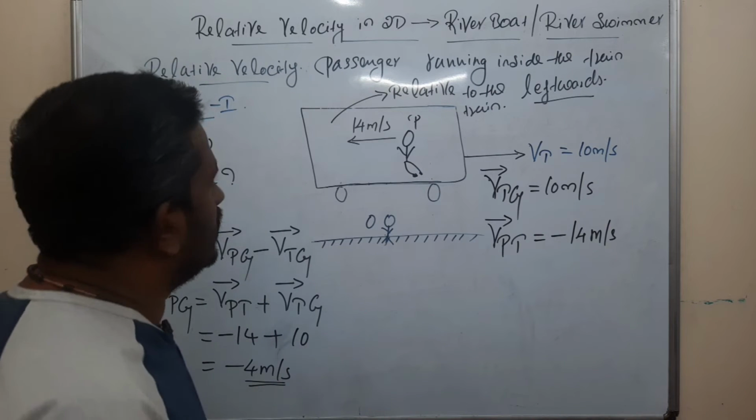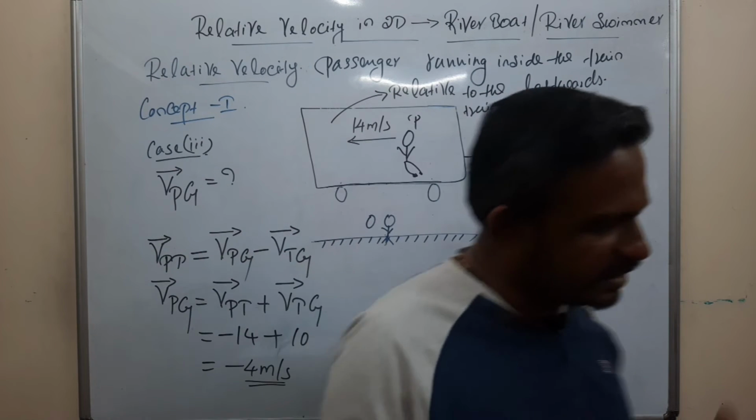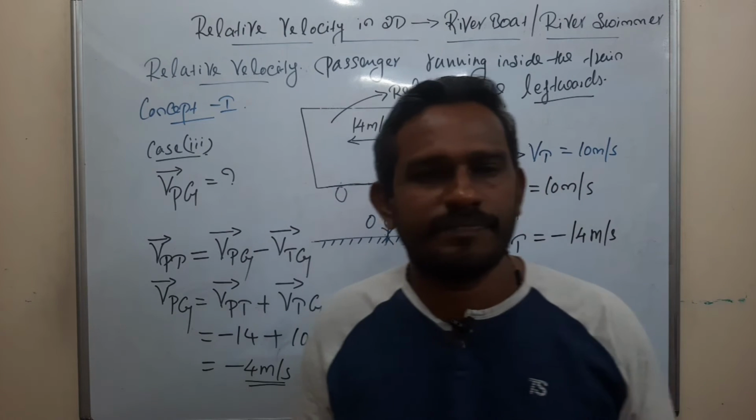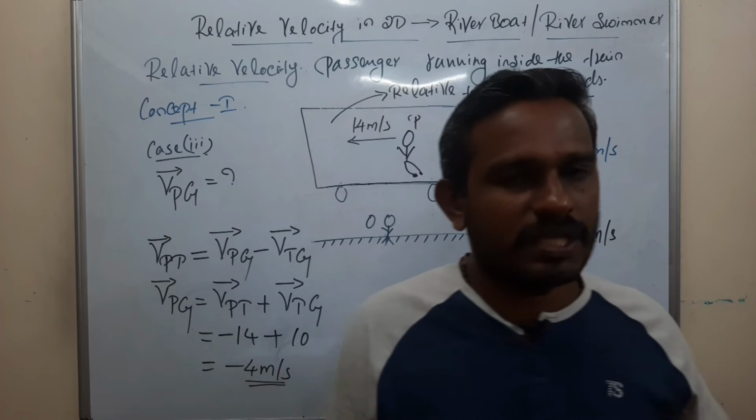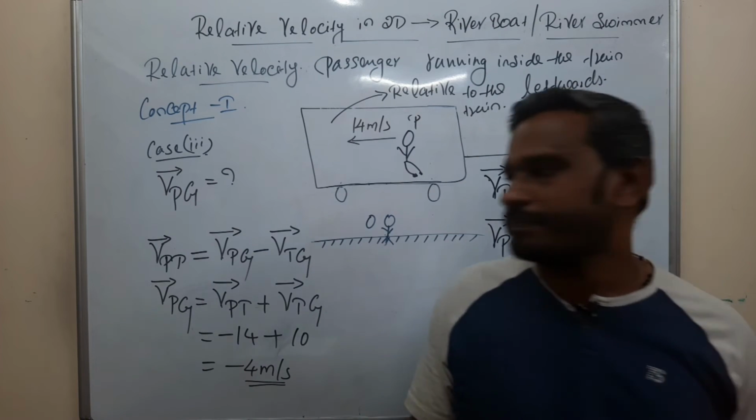So this is the case 3. So in relative velocity, 3 cases we have discussed. Man at rest in the train, man is moving in the rightward direction, man is moving in the leftward direction.